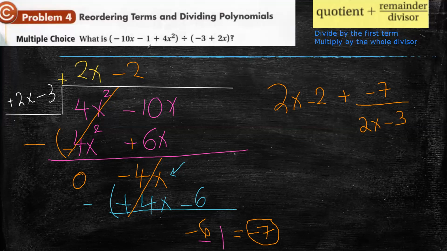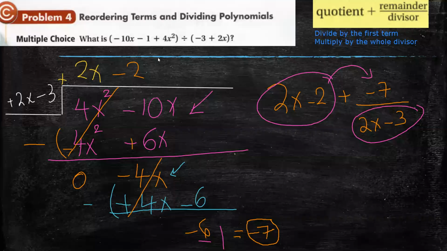And what does it mean? This is the remainder. It means that if you multiply 2x minus 3 by 2x minus 2 and then add negative 7, you will get 4x squared minus 10x minus 1, and you will get the dividend.